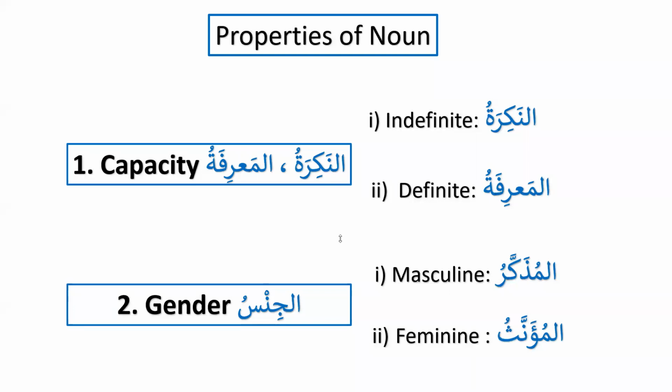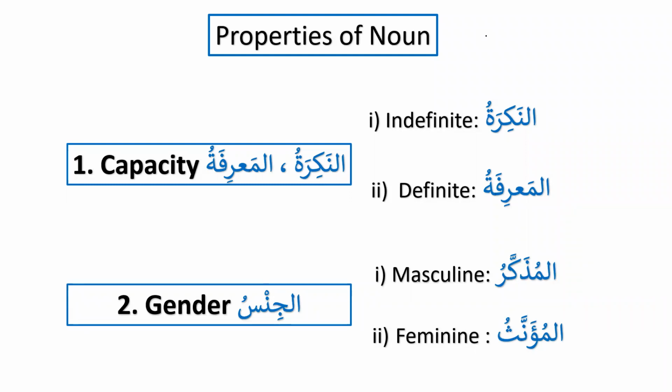In the previous lesson, we learned about kalima and three different types of kalima. We learned about ismun, which is noun, fi'lun, which is a verb, and then harfun, which is a particle. And then we started from the first part of kalima, that is ismun.